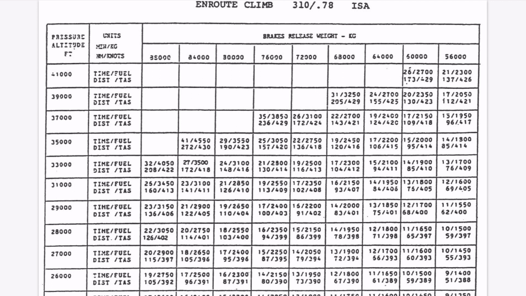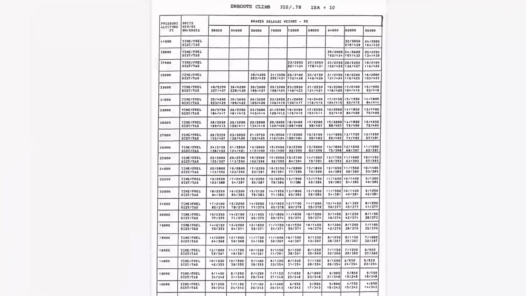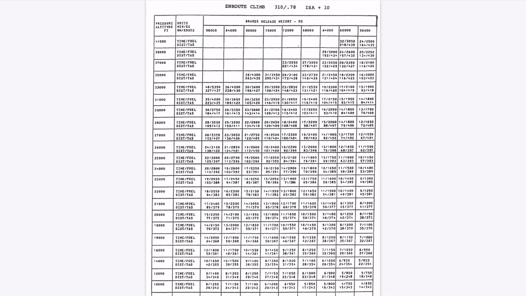Let's look at an example. The brakes release weight was 82,000 kilos and the ISA deviation was ISA plus 5. Then we'd have to interpolate between 80,000 and 84,000 to get 82 tonne data. We'd also have to interpolate between ISA and ISA plus 10 tables to get ISA plus 5 data. So this would lead to a 4-way interpolation.